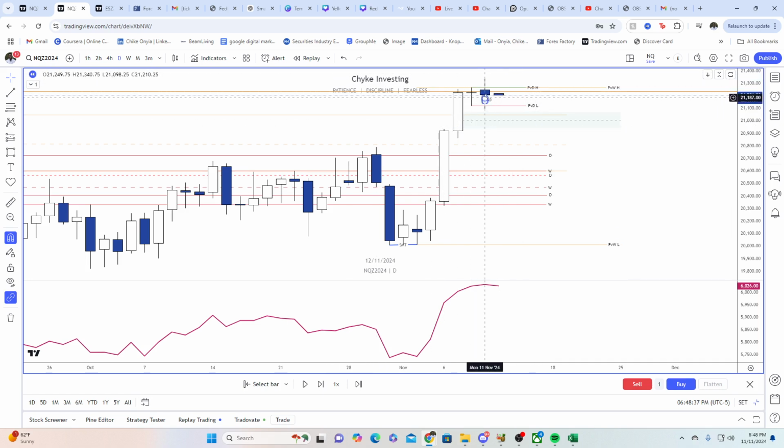I always talk about on this channel, if you have a wick like this and you see price only closing in the upper half of it, it could continue to go higher, right? Similar to any PD array.